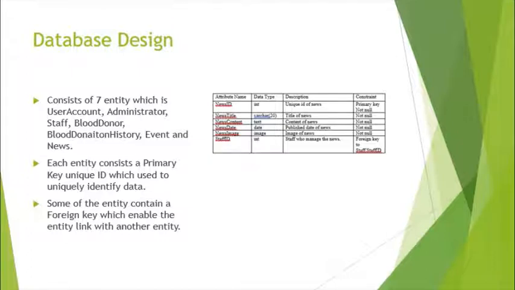And then some of the entities contain a foreign key, which enables the entity to link with another entity. For example, the staff ID in this entity is a foreign key to the staff ID of the staff entity.